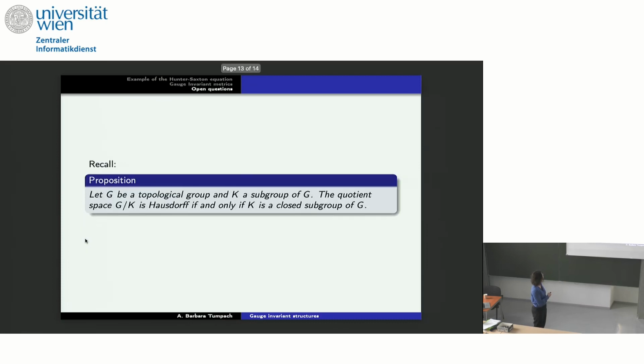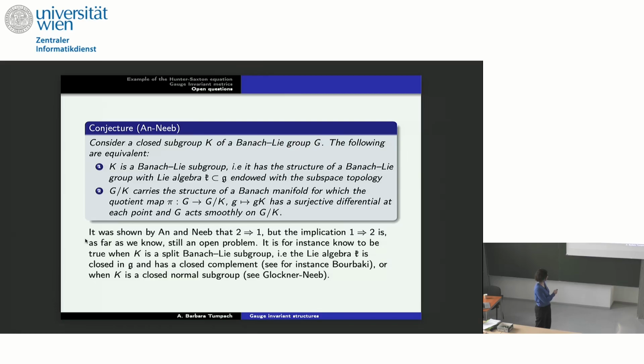And I will finish with an open question. For this, I need to recall that if you have a topological group G and K, a subgroup of G, then the quotient of this group, so depending on which action you write it, G mod K or K mod G, the quotient is Hausdorff if and only if K is a closed subgroup of G. And the last slide is the following. There is a conjecture by Neeb, which basically tells you that you have a fiber bundle G over G mod K. So this is a conjecture.